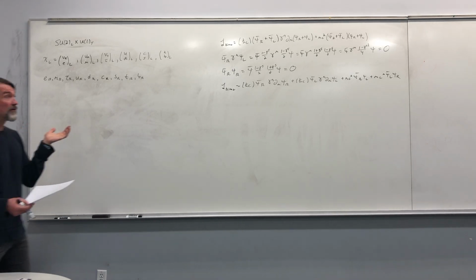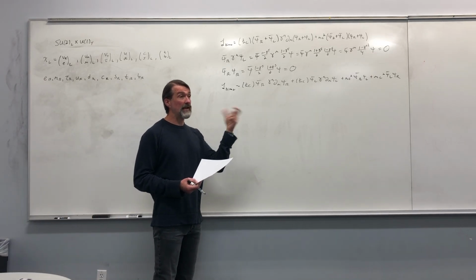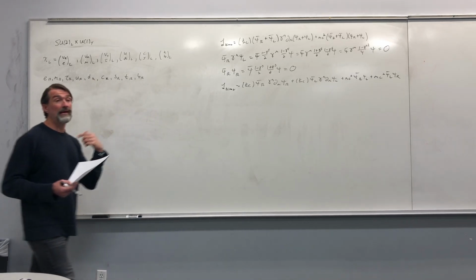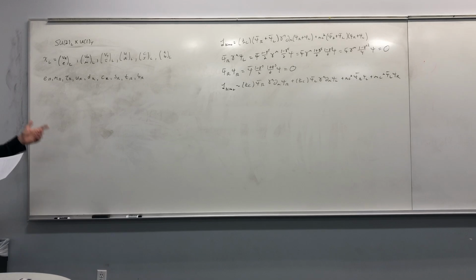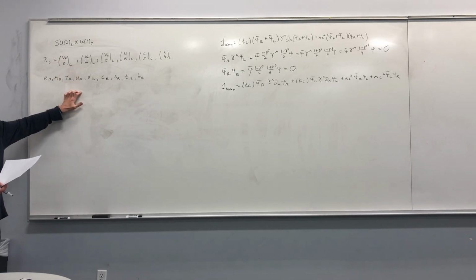Remember what I said, if you're massive, then you cannot have just left or right. You have to have both. But if you're massless, you can have just left or just right. Well, it turns out in the massless story, we only have left-handed neutrinos. We do not have right-handed neutrinos.